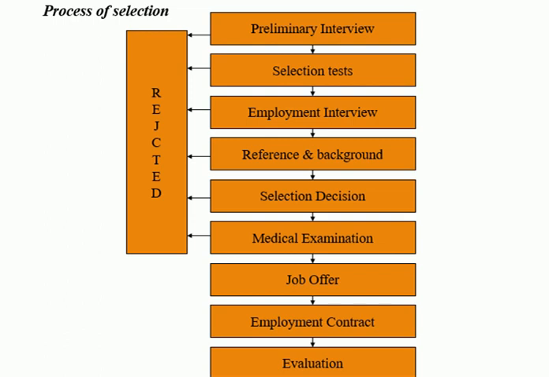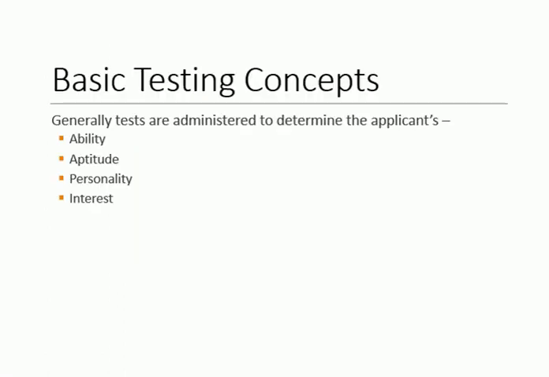If there is anything that is not related to the candidate or not good for the organization, then the candidate is rejected through any of these above processes. If the candidate passes all of these, then he goes for the job offer, and then the employment contract is signed and the evaluation is done for the appraisal or performance. So basically this is the overall process for the initial selection process. And then we will be talking further about the test concepts, which are very important for the organization and which are very common nowadays.